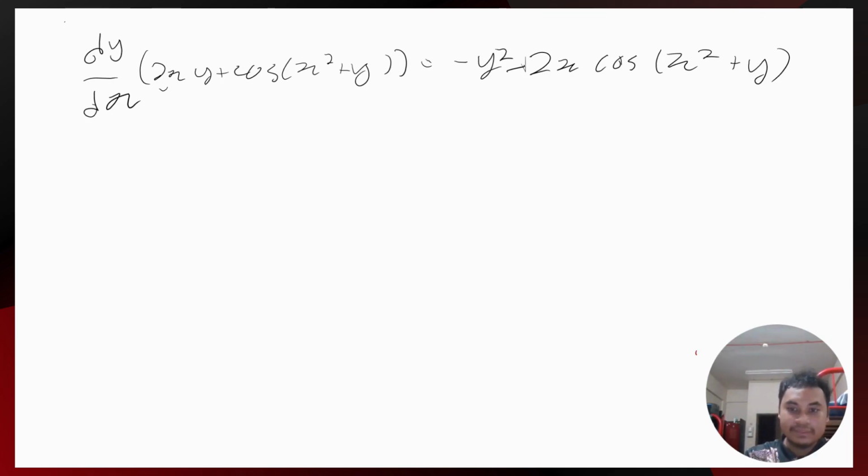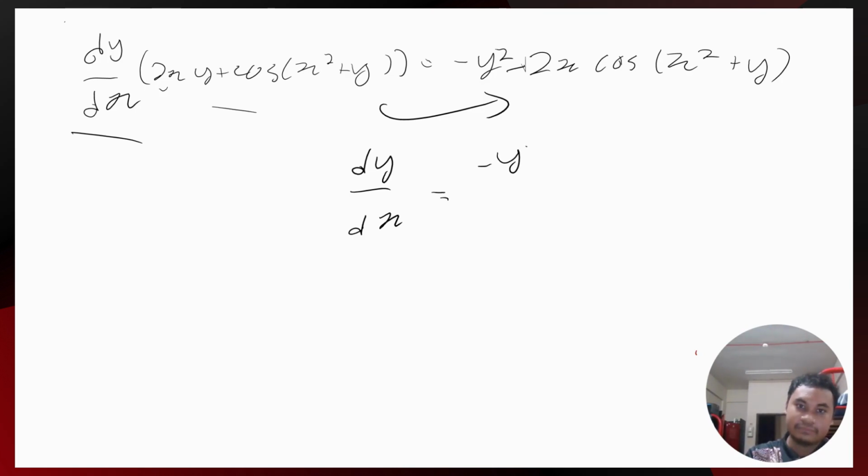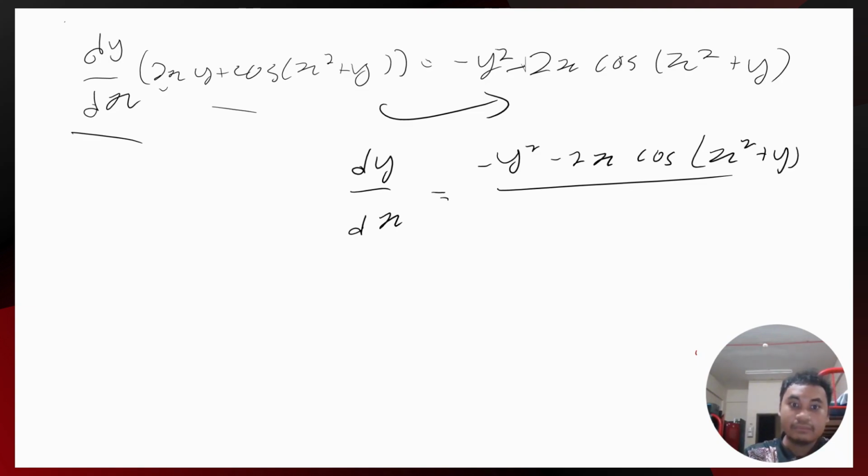And finally, for the last step, we will notice that this term and this term are multiplied together, which when we move to the right hand side will become a division, as shown below, which is dy over dx equals negative y square minus 2x cosine(x square plus y) over 2xy plus cos(x square plus y).